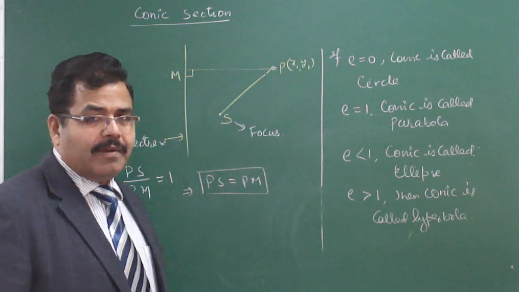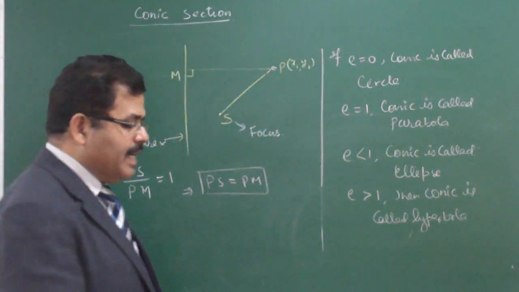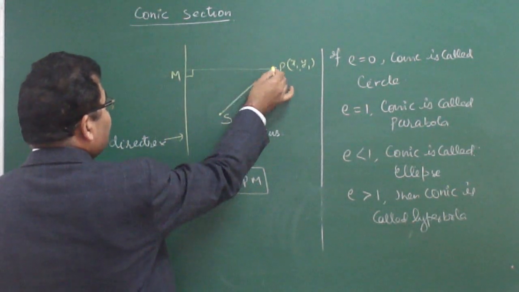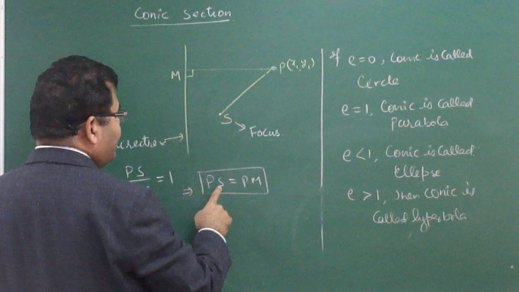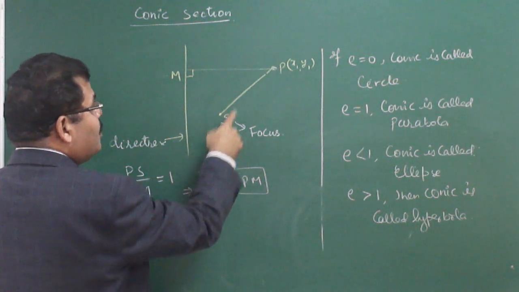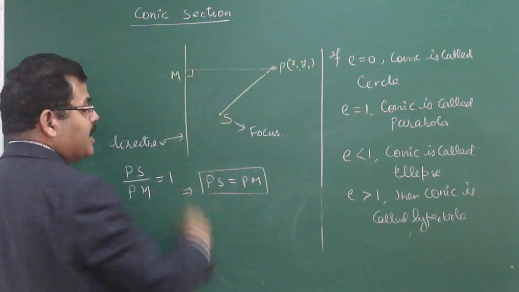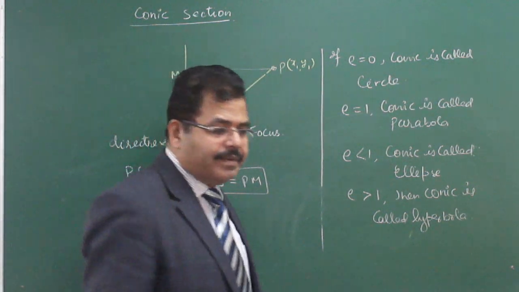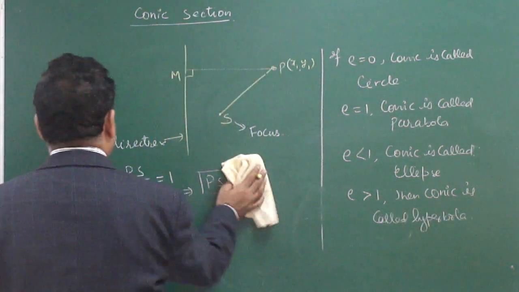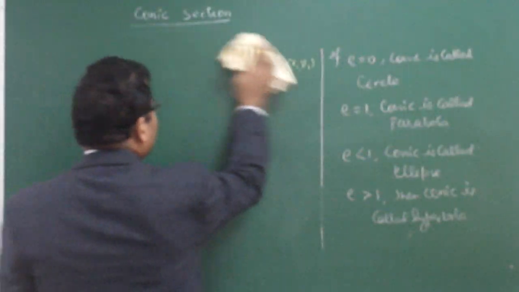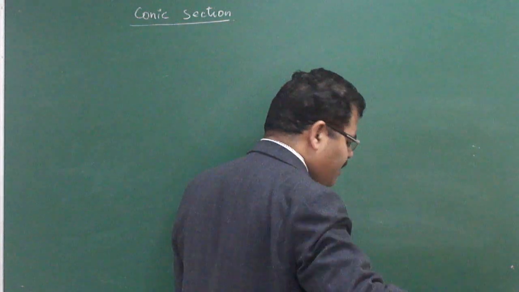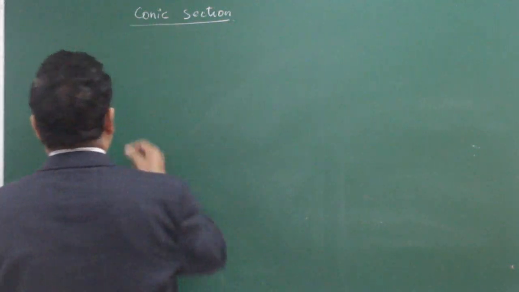So, a parabola can again be defined separately as the locus of a point which moves in such a way that its distance from a fixed point and its distance from a fixed straight line are always equal. We can say it like this. So the parabola specifically we can define as, let me write here, the definition of parabola.